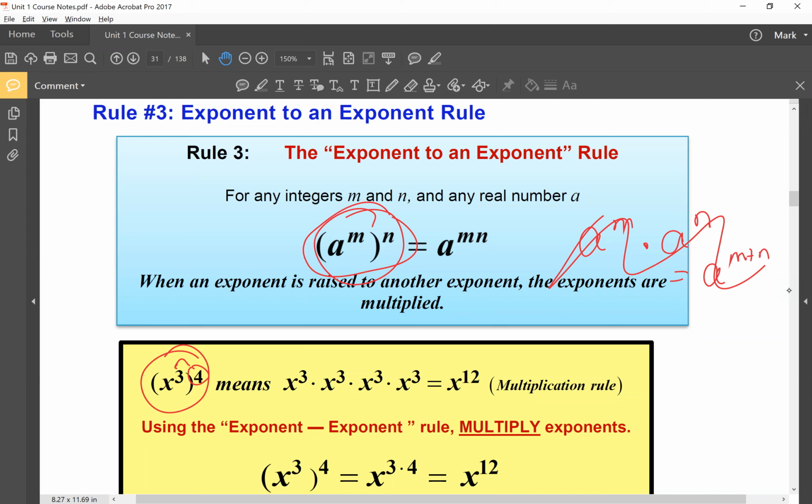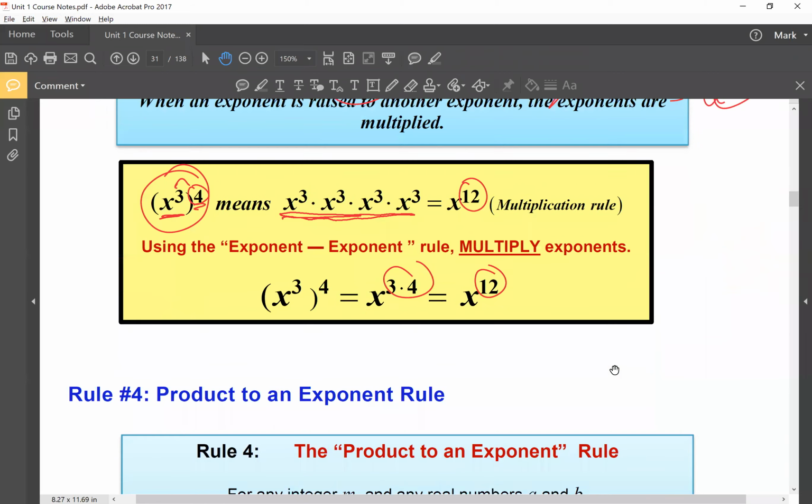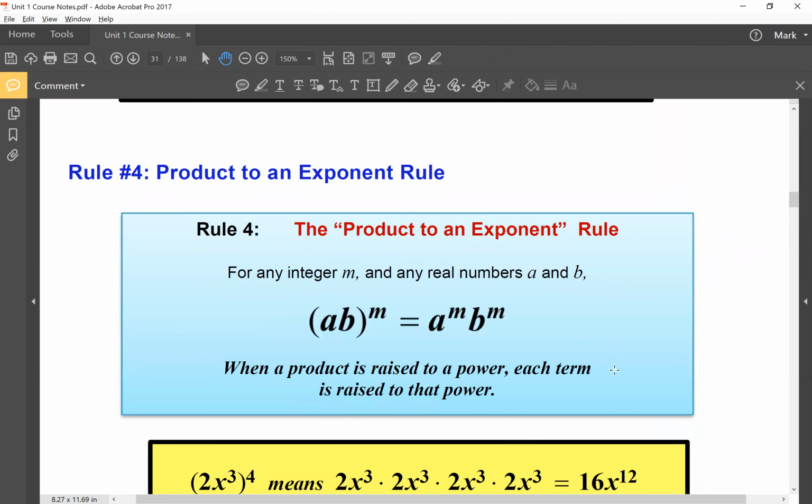It's kind of like the distributive property, if you guys remember that. I'm going to take this many x's 4 times. I'm writing x to the 3 four times. So I multiply: 3 times 4 is 12. Don't worry, this is easier than it looks. The only challenge is you have to remember the rules.